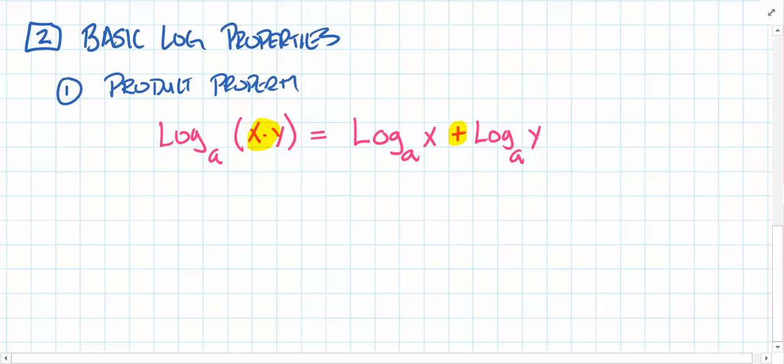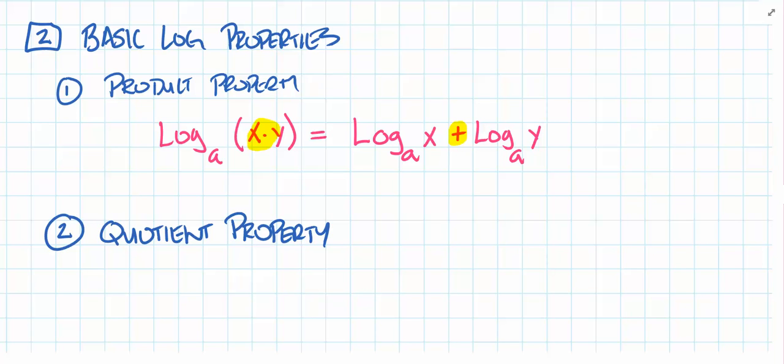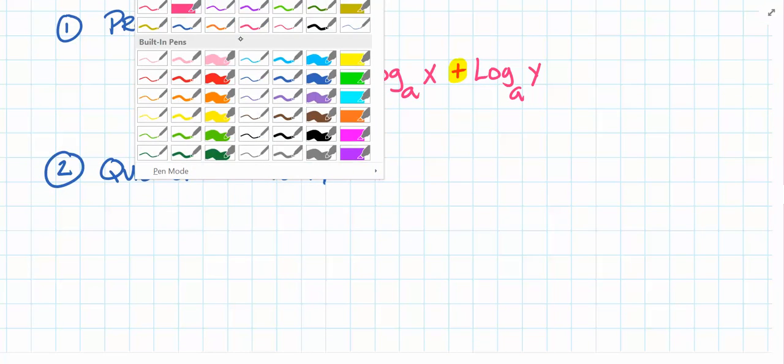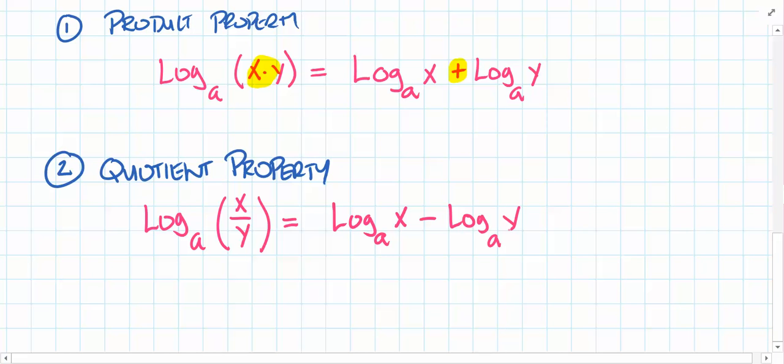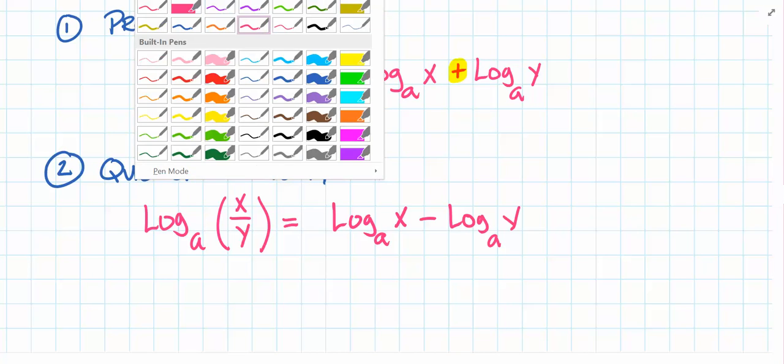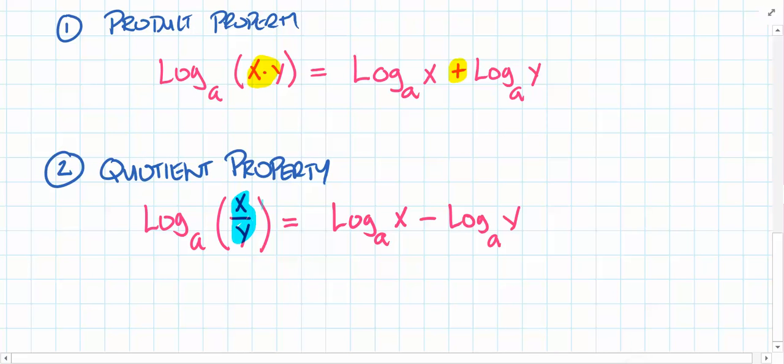Okay, the second one, the next most important one for basic log properties, is called the quotient property. The quotient property says this. If you have log base A of two entities being divided by each other, think about it: if multiplication and addition go together, then it must follow that subtraction and division go together. So this is log base A of x minus log base A of y. And this is our quotient property. This is simply stating that the division of logarithms can be expanded over subtraction.